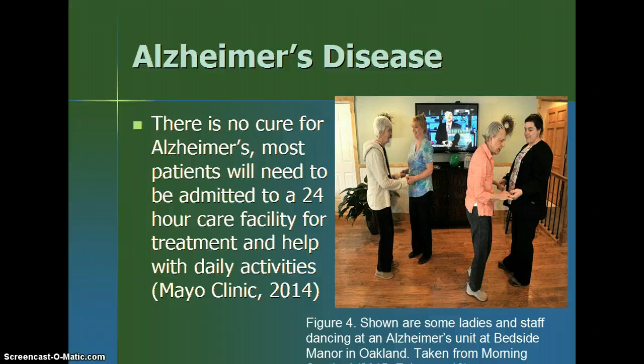Unfortunately, there is no cure for Alzheimer's disease. Most patients will need to be admitted to a 24-hour care facility for treatment and help with daily activities. Here in this figure are some ladies and staff dancing at an Alzheimer's unit at Bedside Manor in Oakland. Alzheimer's and dementia units are usually kept separate in a nursing facility and will require 24-hour care where a caregiver is designated to a select few throughout the whole day to meet their needs.